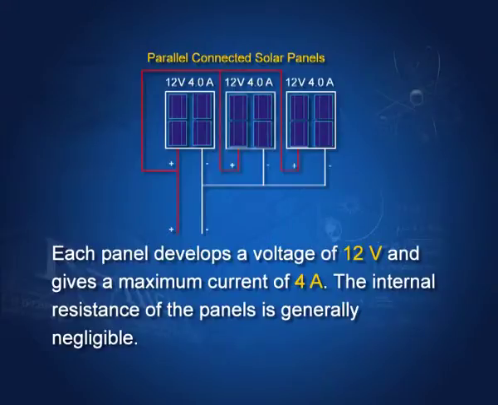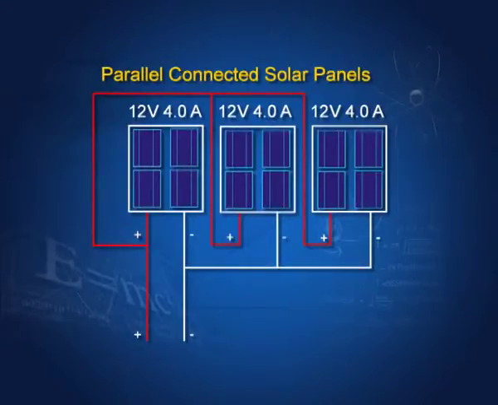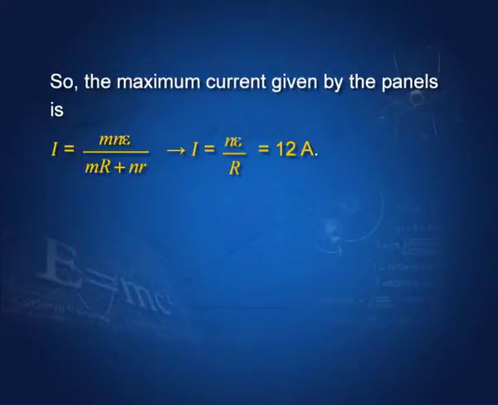Each panel develops a voltage of 12 volts and gives a current of 4 amperes. The internal resistance of the panels is generally negligible, it is very small. So, the maximum current given by the panel is mnε/(mR + nr), the formula that we derived earlier for the mixed grouping, and since the internal resistance is very small, this comes out to be n times the EMF of one panel divided by R, and this is equal to 12 amperes. Because each gives 4 amperes, 3 of those will give you 12 amperes.